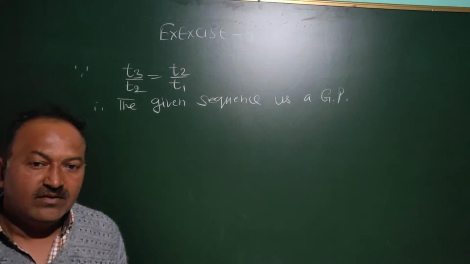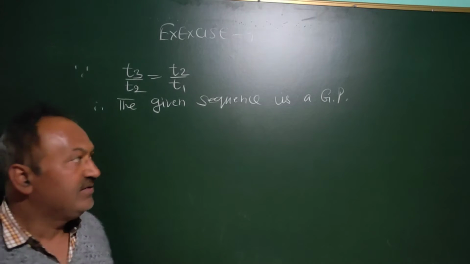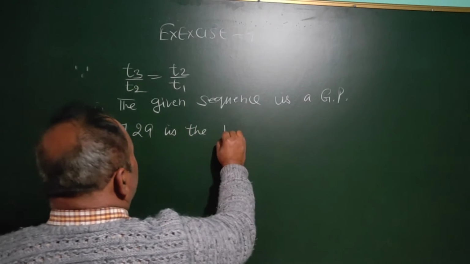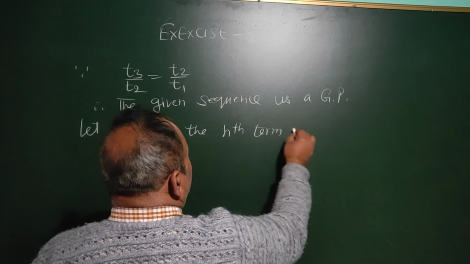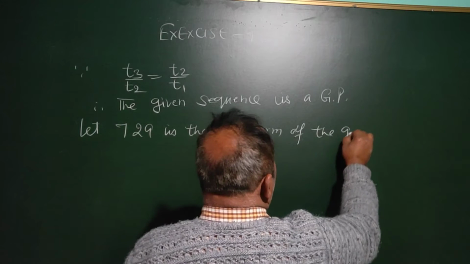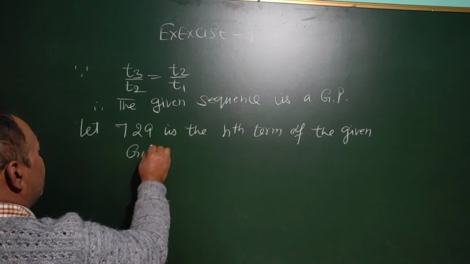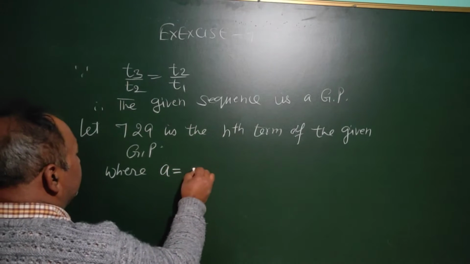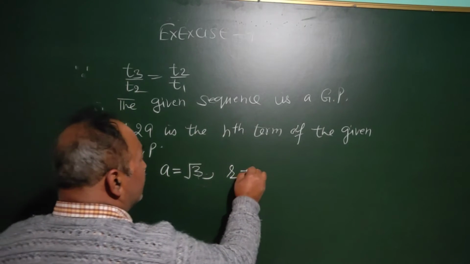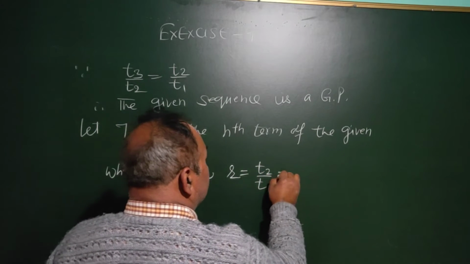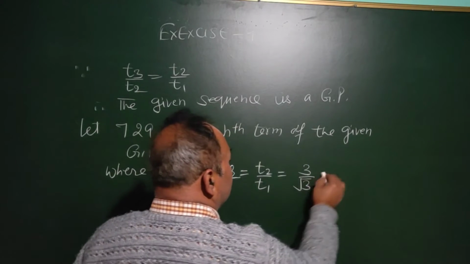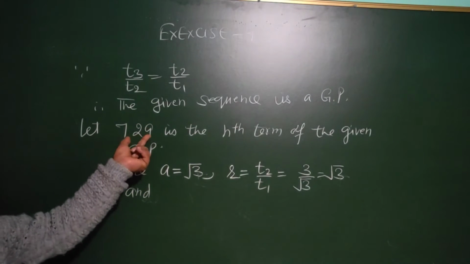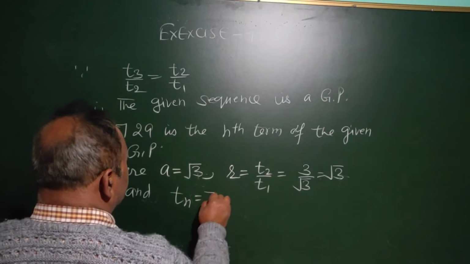You have to find the value of n. Let 729 be the nth term of the given geometrical progression, where a is equal to root 3 and common ratio r is equal to T2 upon T1, that is 3 upon root 3, that is root 3, and its nth term Tn is equal to 729.